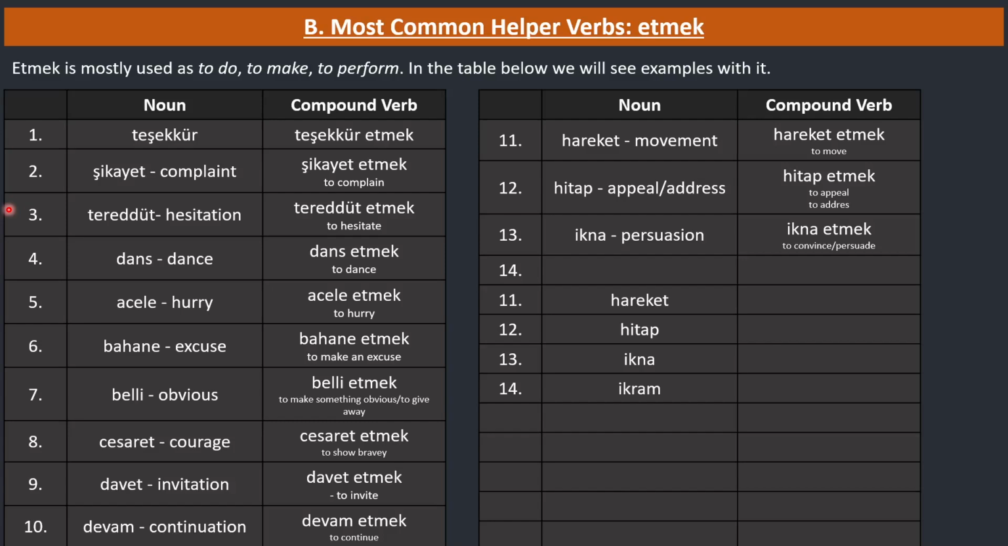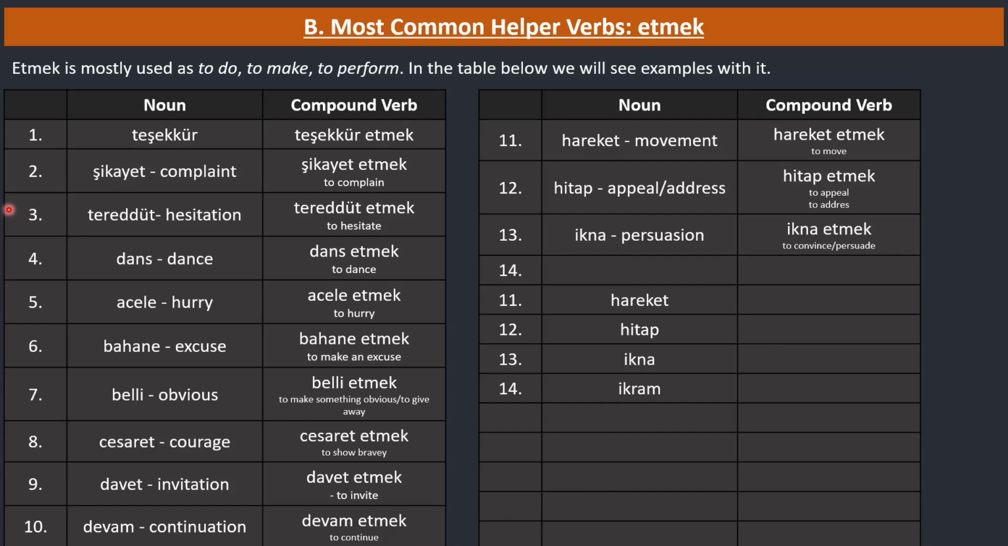Babama çok para verdim. Onu ikna ettim. İkna edildim teknik olarak doğru ama ikna oldum çok daha yaygın. If you are convinced, instead of ikna edildim, which is actually technically correct, you will say ikna oldum. Like I'm convinced. İkna oldum.